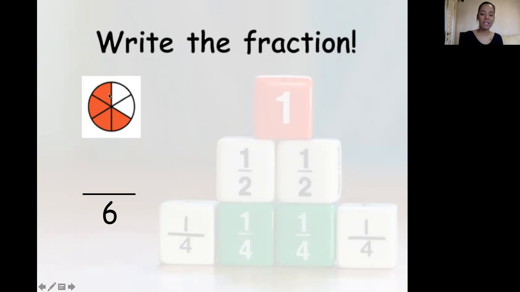If we look at the colored pieces, we're only going to count the colored pieces. Here you go. 1, 2, 3, 4. We are going to write 4 at the top because it gives us the total number of colored pieces, okay?